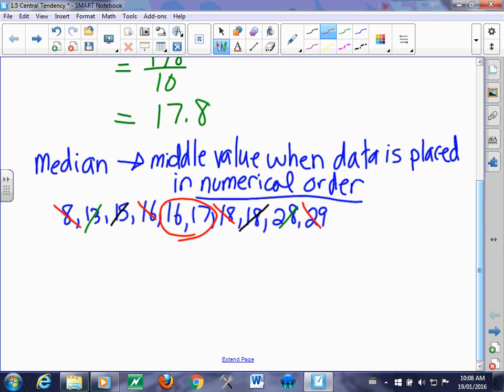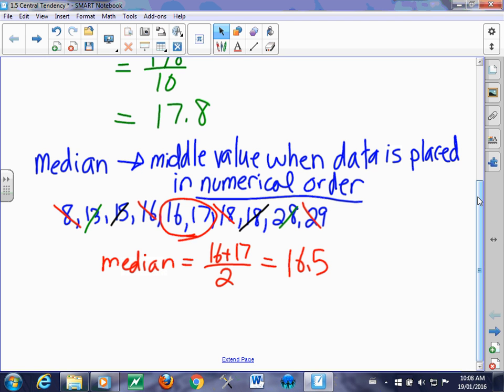So if you have an even number of data points, this is what you have to do. You actually average the middle, and you have to show this work. So the median equals 16 plus 17, and you divide by 2, okay, which gives you 16.5. If there was an odd number, ladies and gentlemen, you would just cross and circle the middle number, okay? So it depends on if there's odd or even, okay?